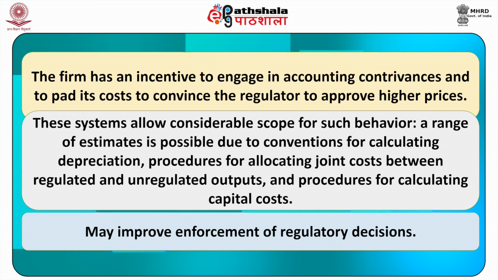A range of estimates is possible due to conventions for calculating depreciation, procedures for allocating joint costs between regulated and unregulated outputs, and procedures for calculating capital costs. So, unless the regulator has a well-developed cost accounting system to audit the firm's costs, the firm can misrepresent them. And if that happens, the regulator will set prices too high, frustrating its rent extraction goal, which means the firms would be able to extract rents by setting up higher costs and maybe in a way forcing the regulator to fix up higher prices based on cost-plus pricing principle.